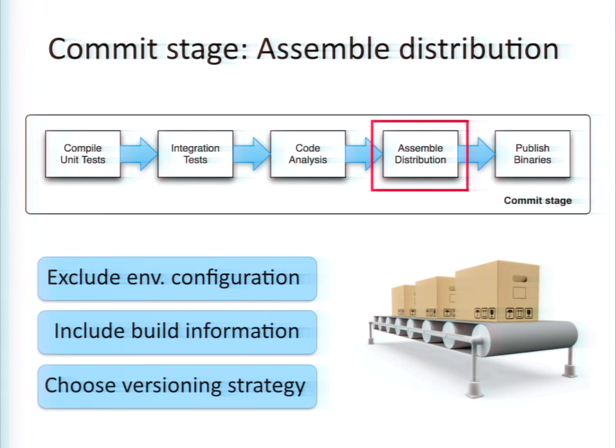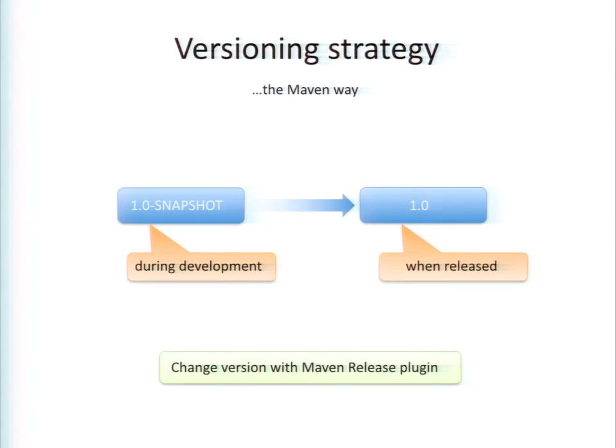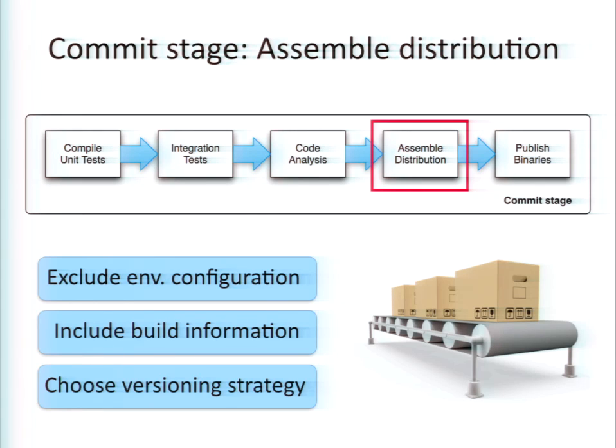Now we're getting close to the end of our commit stage. We need to assemble our war and publish it to a binary repository such as Artifactory. A few things here. What exactly do we include in our binary except the code? There's always the question, do we include or exclude the environment configuration that we need if you need to deploy it in different environments? The most important thing is that you only build the binary once.